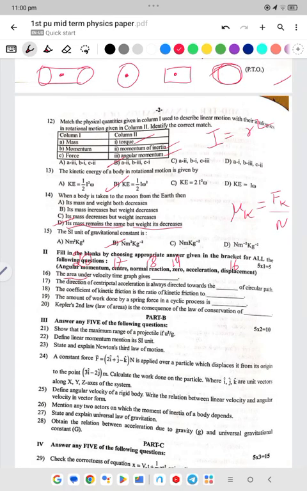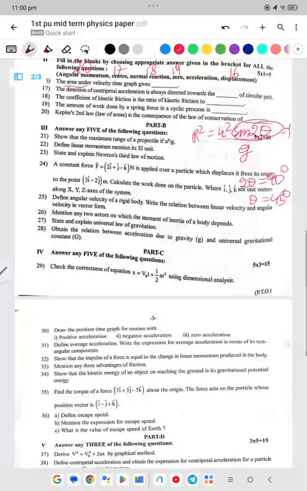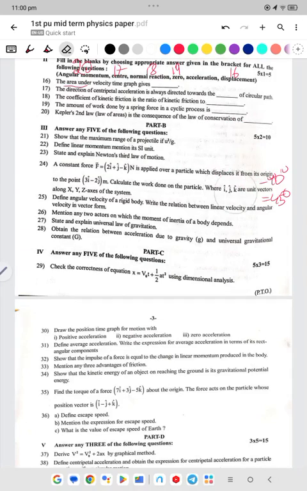Now coming to the 2 marks questions, show that the maximum range of a projectile is u square by g. We all know that R is equal to u square sine 2 theta by g. It becomes maximum when sine 2 theta becomes 1. When 2 theta becomes 90 degrees or theta becomes 45 degrees, then R is equal to u square by g. Understood? If you write this, you will get 2 marks.